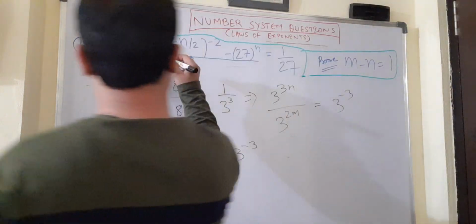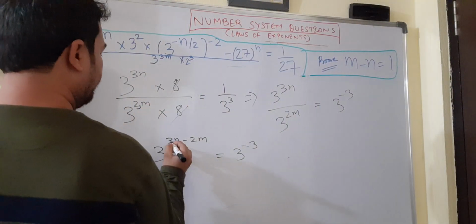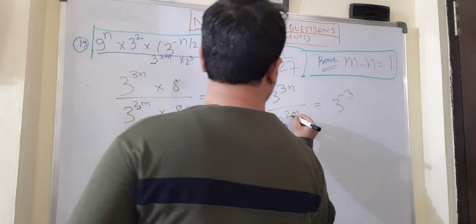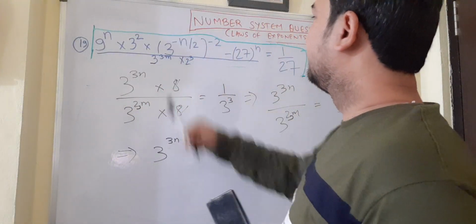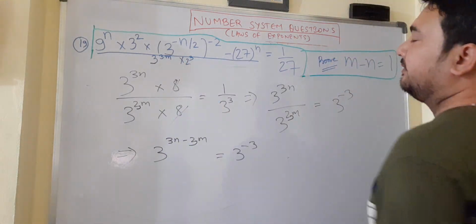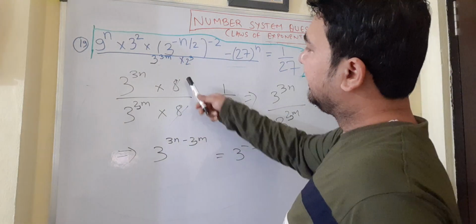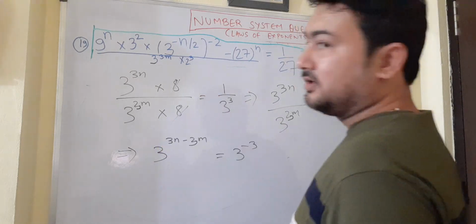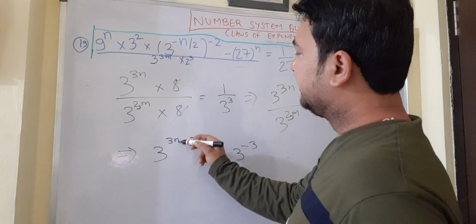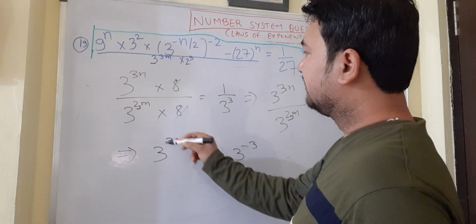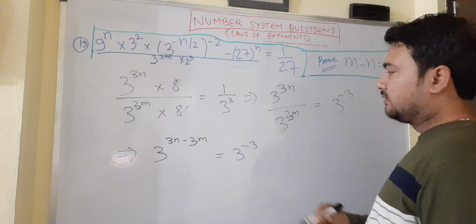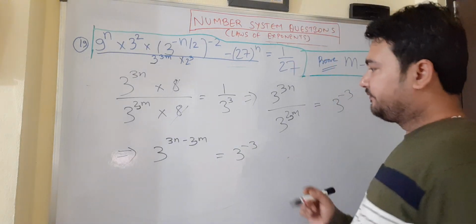So this was 3 to the power 3n. This is not 2, you can see from the question. In the denominator it was 3 to the power 3m into 2 to the power 3. 2 to the power 3, that is 8, got cancelled. In the denominator what is left? 3 to the power 3m. So 3 to the power 3n minus 3m equals 3 to the power minus 3.